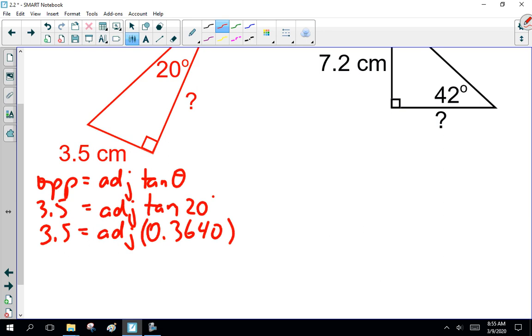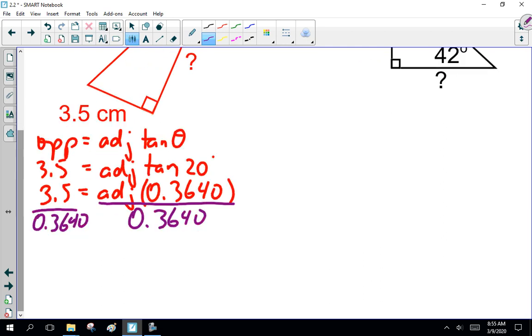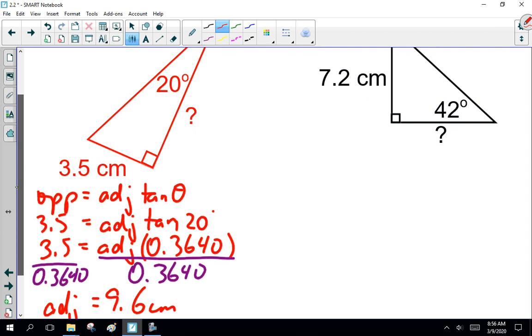0.3640. And how do you get rid of times 0.3640? Divide both sides by 0.3640. 3.5 divided by answer. Adjacent is 9.6 centimeters. And looking at our crude drawing, that's 3. Then yes, 9.6 is reasonable.